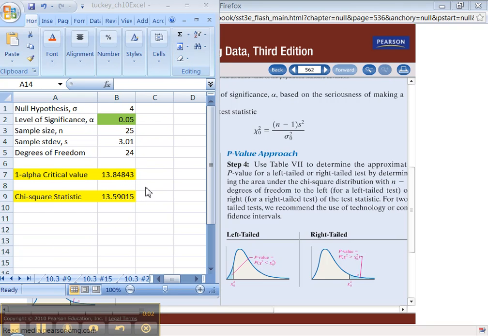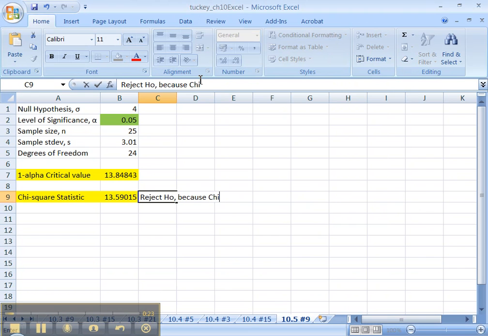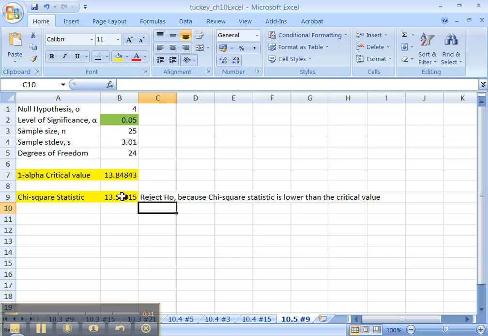All right, I'm going to reiterate what I was saying right there at the end because I don't know if you caught it. This is a left-tailed test, so the critical value marks off the left-hand bound of what you'll accept. So if your test statistic is lower than that, you're rejecting. So we are going to reject H naught because the chi-square statistic is lower than the critical value. Right, 13.59 is a lower number than 13.85.